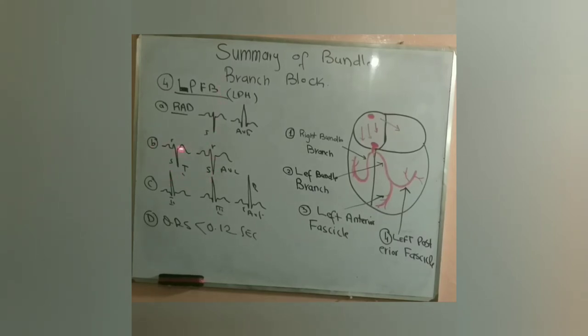So if you look at the ECG and you find that there is a right axis deviation, there is a small r deep S pattern in lead 1 and AVL, and there is a small q and tall R wave pattern in lead 2, 3 and AVF, and QRS is narrower than 0.12 second, and there is no other cause of the right axis deviation like pulmonary embolism, tricyclic drug overdosage, or right ventricular hypertrophy, then you can safely say that this is a left posterior fascicular block.